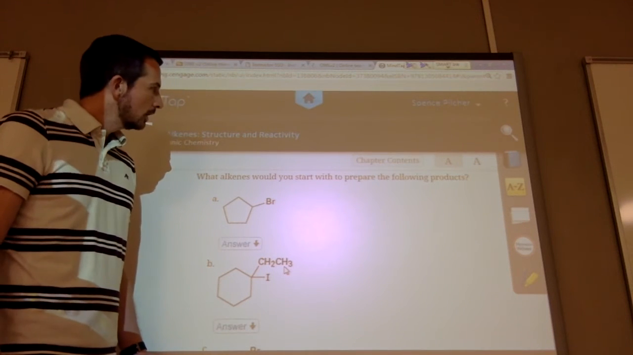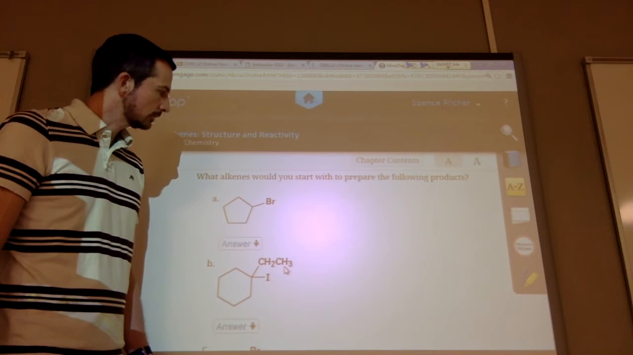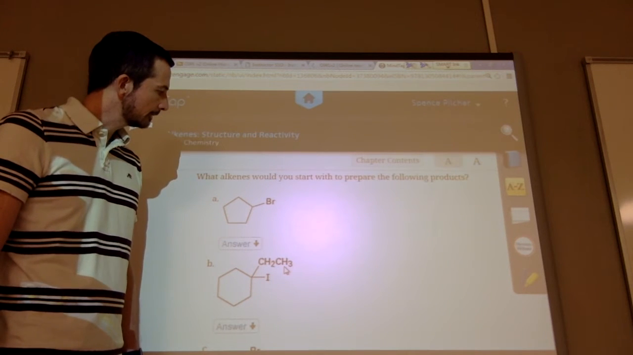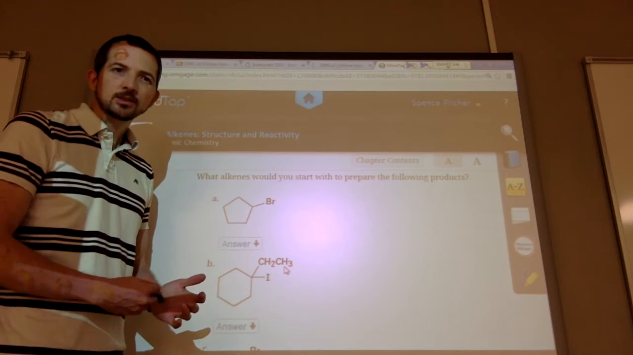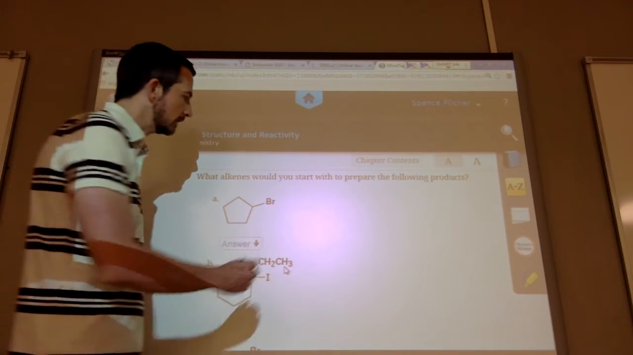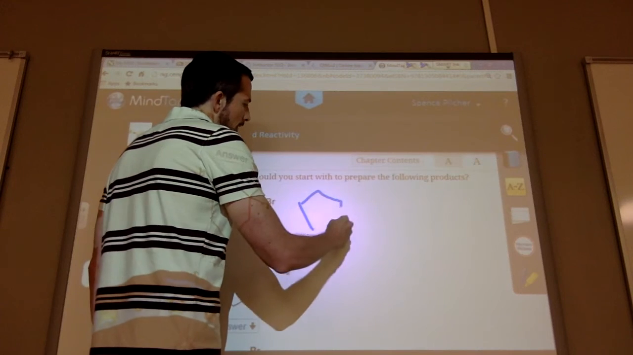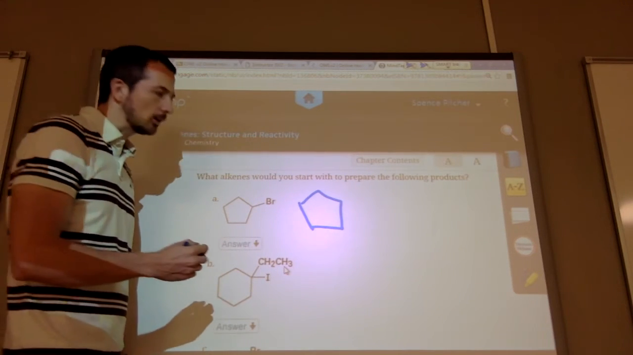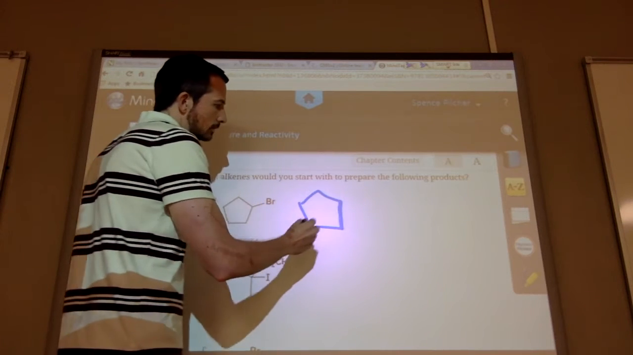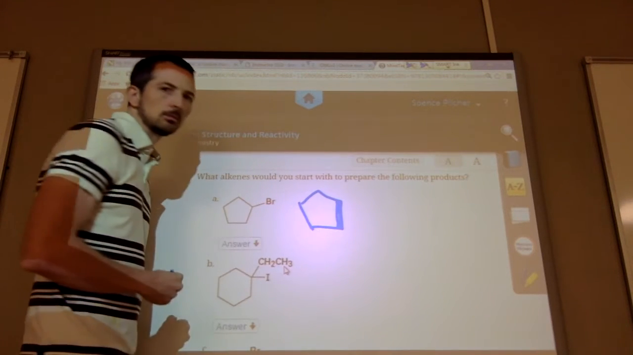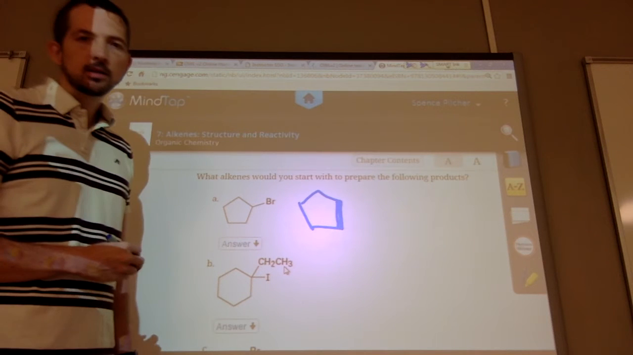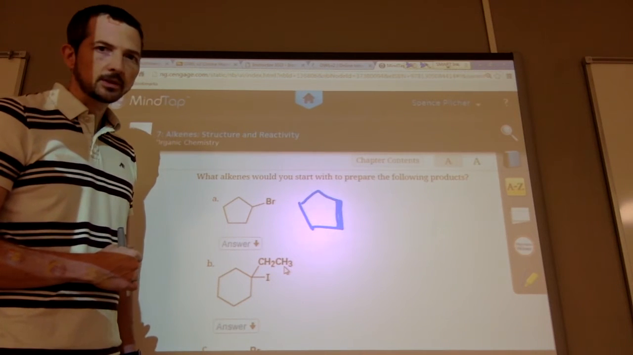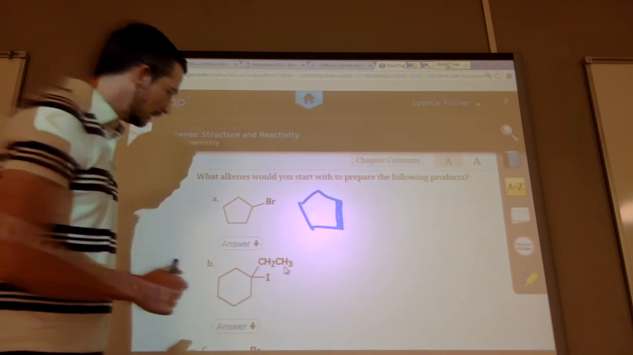So I look at this first one. I have a bromine attached to a cyclopentane ring. So I know H adds to one side, bromine adds to the other side. I know wherever the carbon that has a bromine attached to it, that had a double bond on it before. So you add a double bond between that carbon and the adjacent position. Next one.